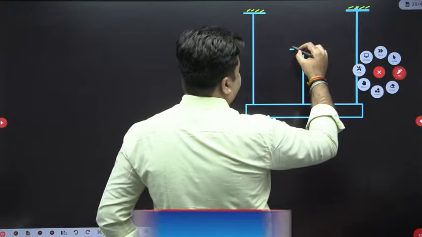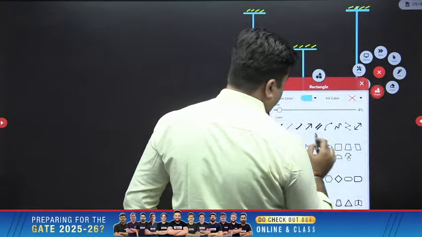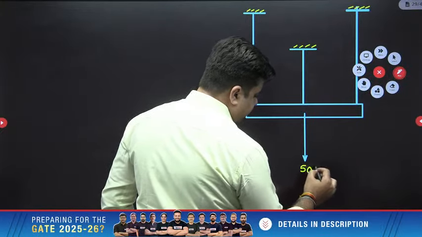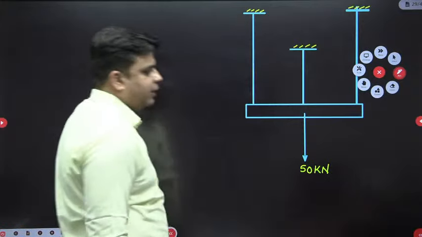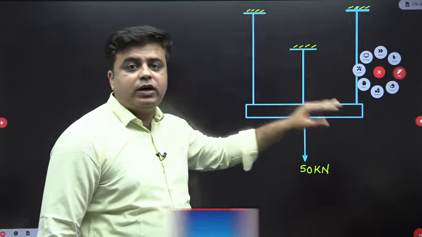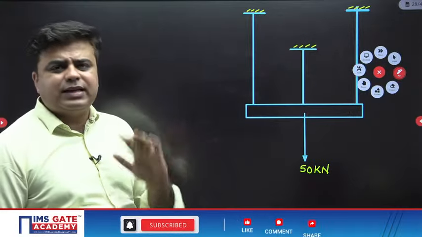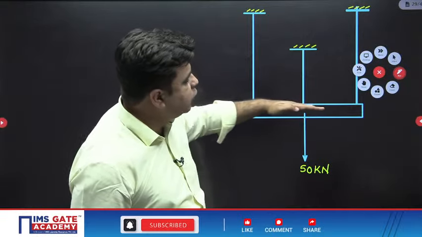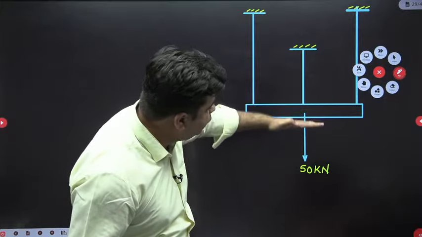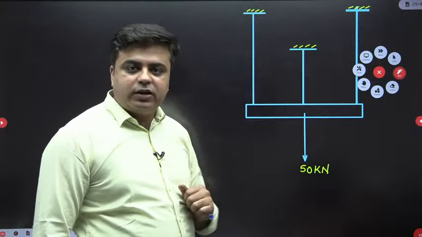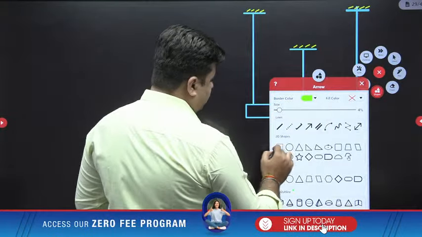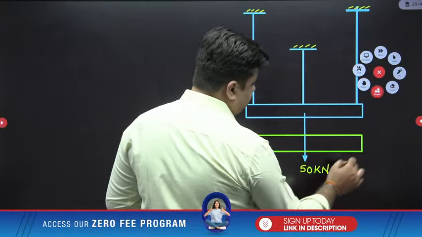You just tell me, if you are applying a load of 50 kilonewton over this bar, what will happen to the assembly? The simple answer is, sir, this platform which is horizontal initially, on the application of 50 kilonewton load, it will move downward and it will stay horizontal. Okay, sir, this is the final picture. So when you draw the final picture, it will look like this. This is the final picture of the platform.